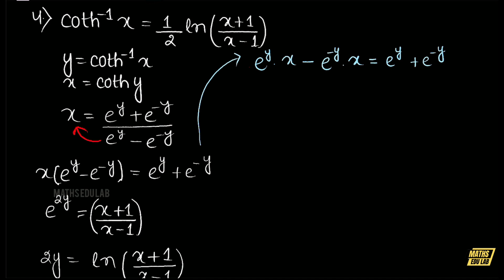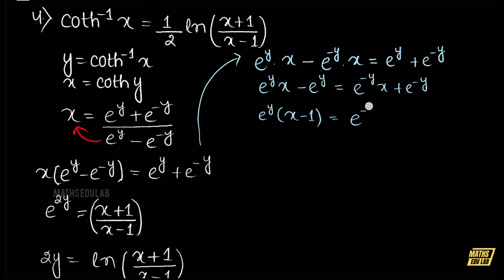Similarly, as we have done for the tan, we also use the same steps to solve this one. So the next step will be e to the power of y x minus e to the power of y will be equal to e to the power of minus y of x plus e to the power of minus y. Then on taking common the e to the power of y, we get e to the power of y into (x minus 1) is equal to e to the power of minus y. Here we are taking the common term of e to the power of minus y, then (x plus 1).